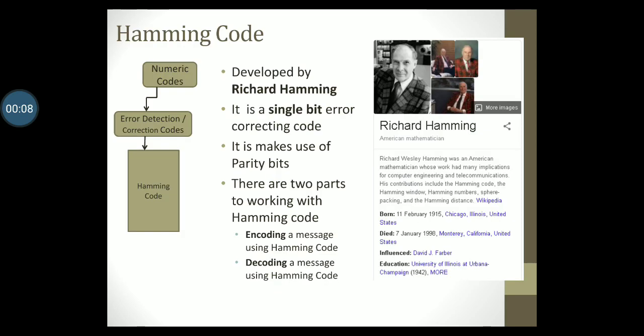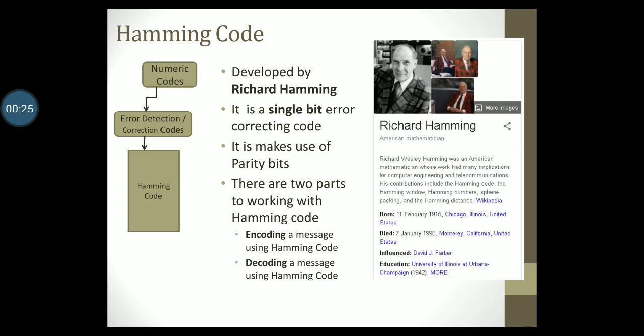In this video, we continue learning about Hamming code. As you know, Hamming code is a block code that is capable of correcting a single bit error. It was developed by an American mathematician, Richard Hamming.